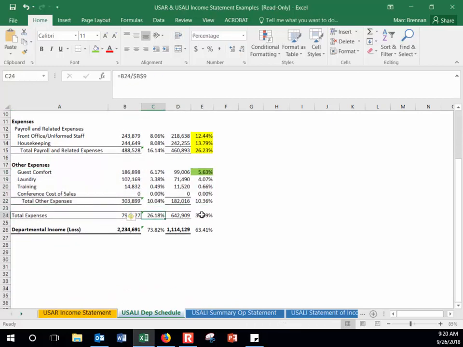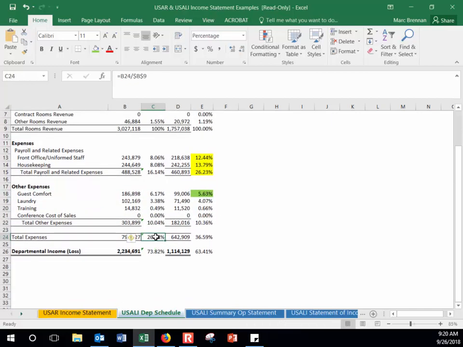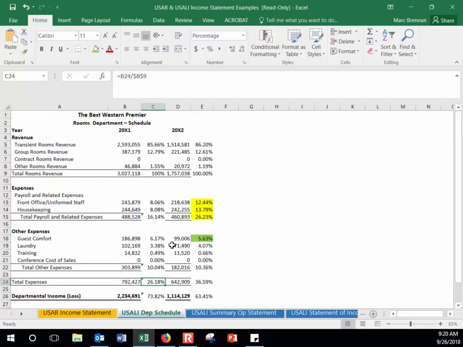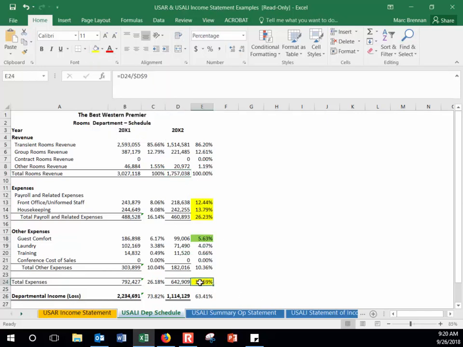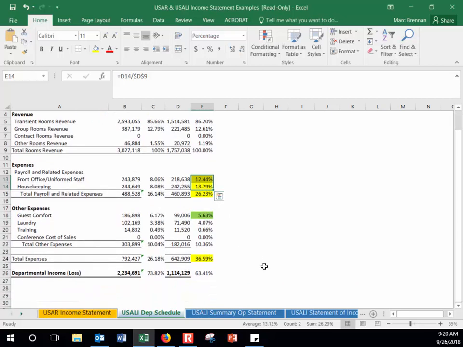My total expenses, though, if you take a look, are 26% of total revenue in 2011. In 2012, they're 36% of total revenue. That means this went up by quite a bit, so we need to chat about this. But again, we can look at totals. I mentioned this in class, but once we look at totals, we're going to want to look at individual expense lines. We've already done that here. So this 36.59%, I'm not happy about it, but we can tell that it comes mostly from labor. We've already analyzed that.